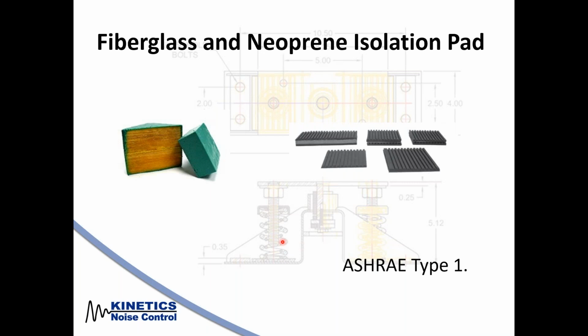An ASHRAE type 1 is your simplest form of vibration isolation. It's some kind of pad that the equipment's going to sit on. So you're relying on the gravity, the weight of the equipment sitting on the pad, and then this pad is going to deflect a certain amount, and that's going to eliminate the vibration. Kinetics does offer a fiberglass isolation pad.